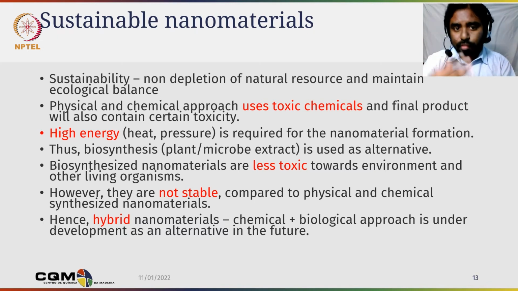So as I said before, the physical and chemical approach uses toxic chemicals, and the final product will also contain certain toxicity, right? Also, when you are going for physical and chemical methods, you need to use high energy like heat and pressure, right? So that's why we move towards the biological approach, which uses less toxic materials and is less toxic towards the environment and other organisms, right? However, these materials are not stable, so that's why we move towards hybrid nanomaterials, right?